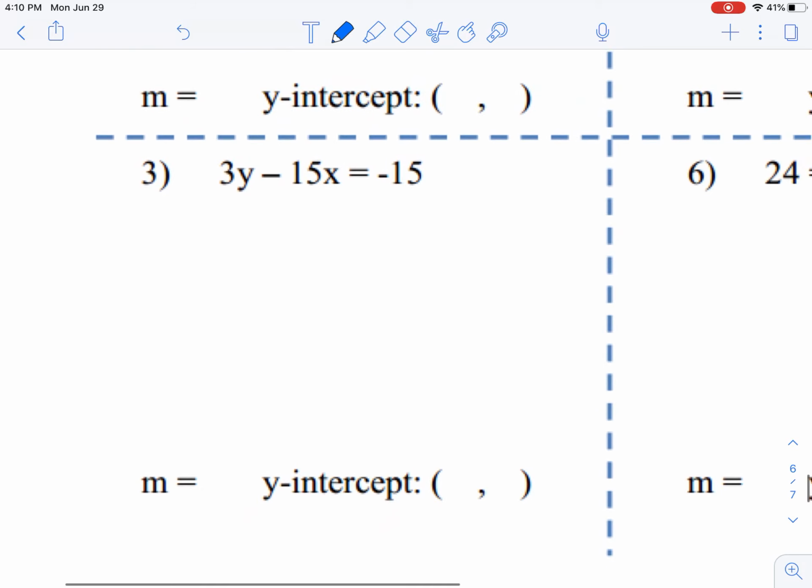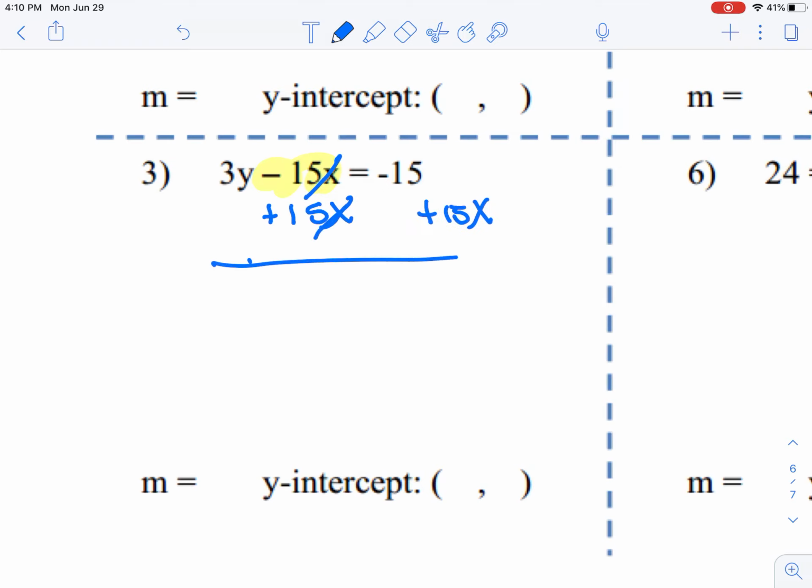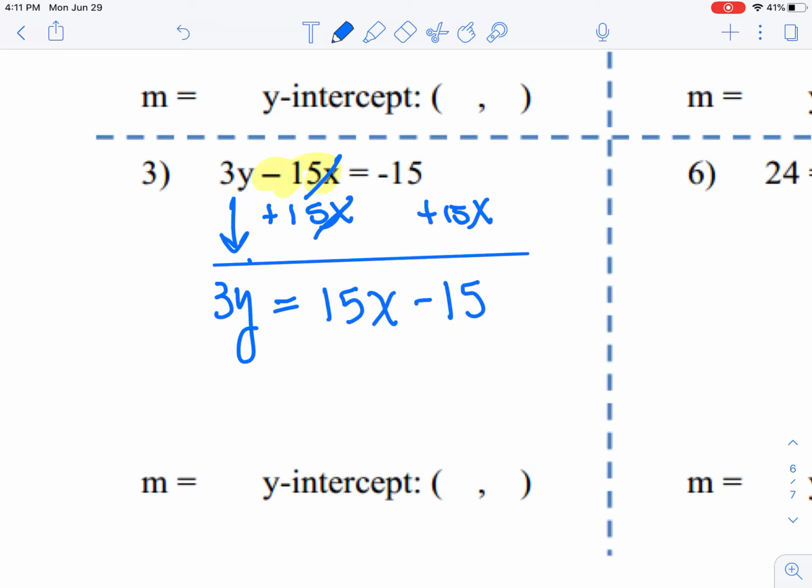Let's do number 3 now. So in this case, I need to do a couple things. I'm going to start by moving my mx to the right side, and then I'll do what we just did in example number 1 and divide everything by 3 to get the y by itself. So here we go. In order to get rid of a minus 15x, I'm going to add 15x, so they offset each other and cancel out. They're inverses of one another. So I'm going to bring down the 3y, which equals 15x minus 15.